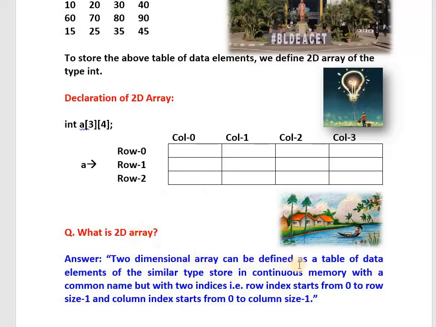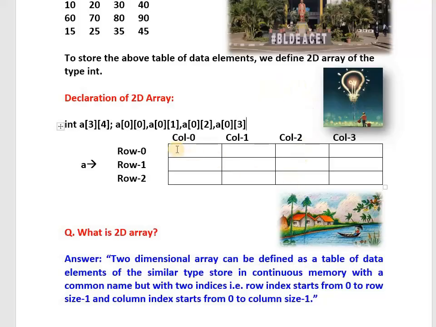Two-dimensional array can be defined as a table of data elements of the similar type stored in computer's continuous memory, but with a common name. What is the common name to all the memories? A. And what is the name of first one? A[0][0]. That is the name of this cell, A of 0th row, first column. Then A of 0th row, next second column, this is the name of this cell. Then A of 0th row, third column.